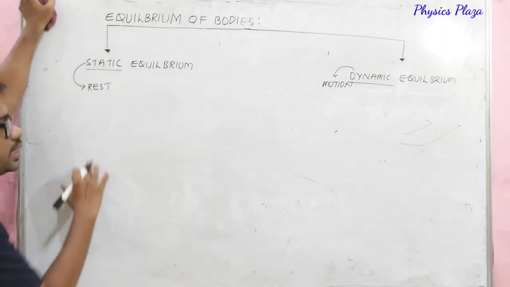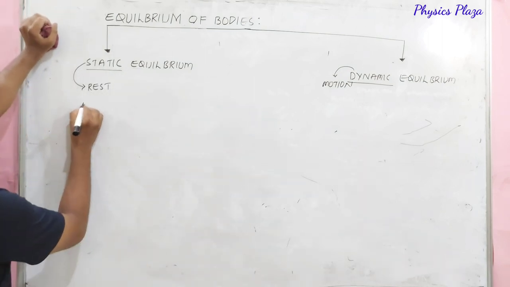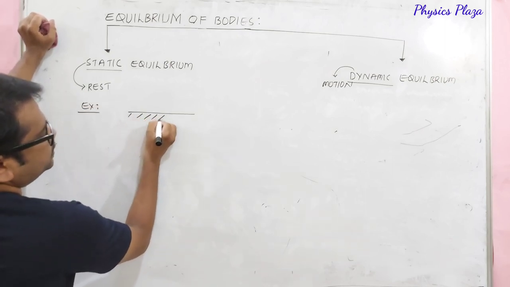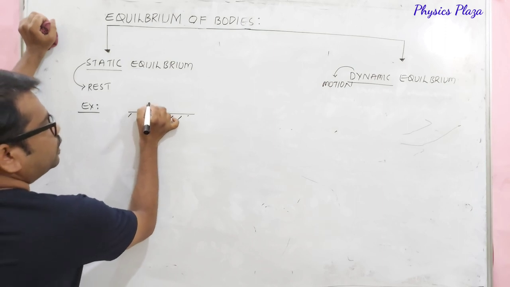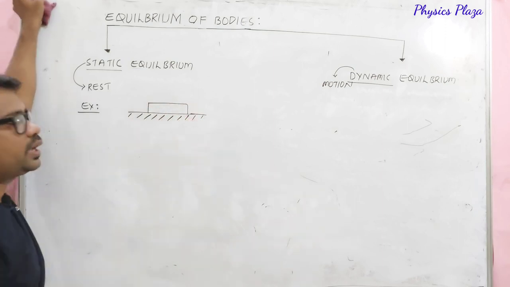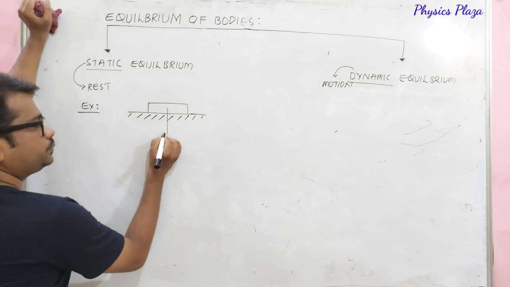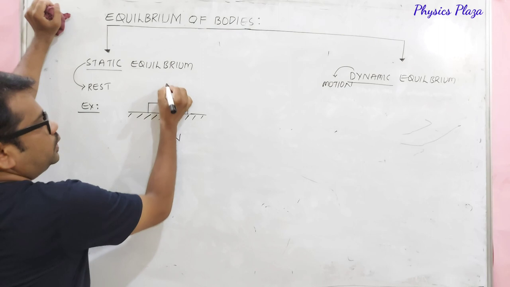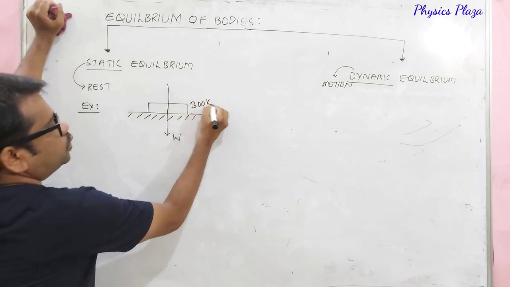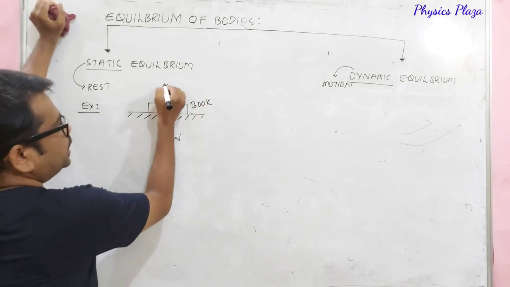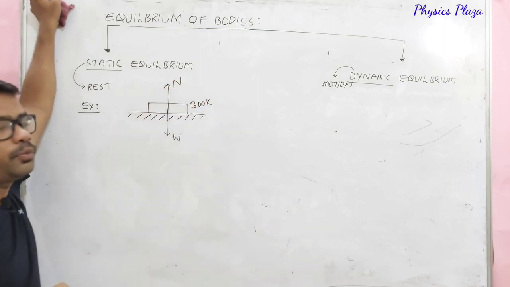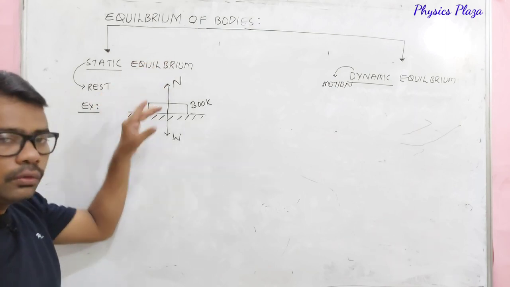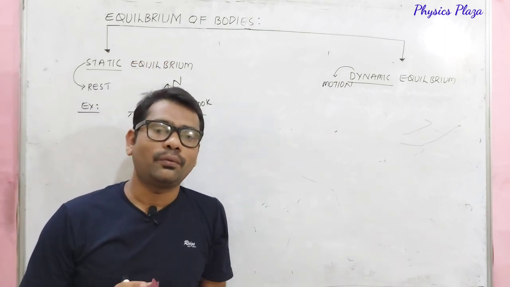So first let us take one example in order to understand this. So dear children, let us take the same example we have taken before, a book lying on a table. So here, what is happening? Here, the book's weight is acting in the downward direction, and since it is a book placed on a table or a horizontal surface, the normal reaction is acting in the upward direction. And do you think that these two forces acting on this book will change its state of rest? Obviously, no. We can say that no.